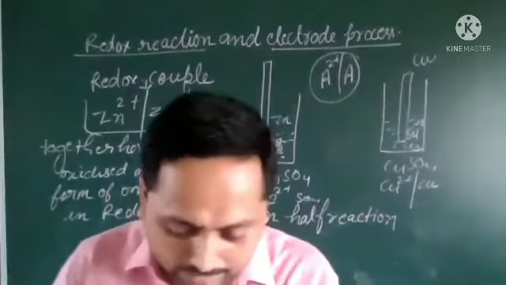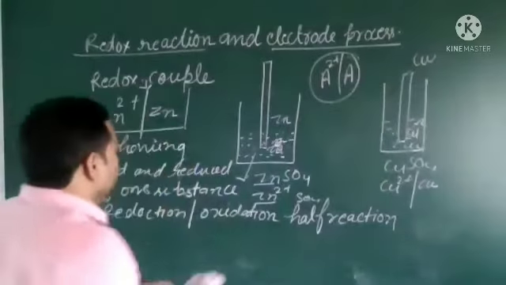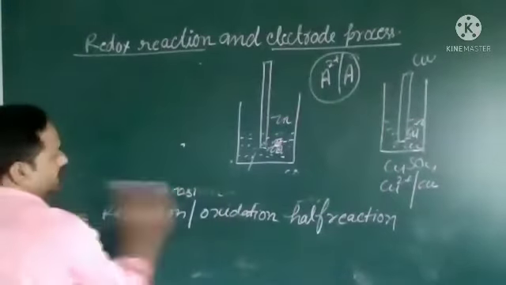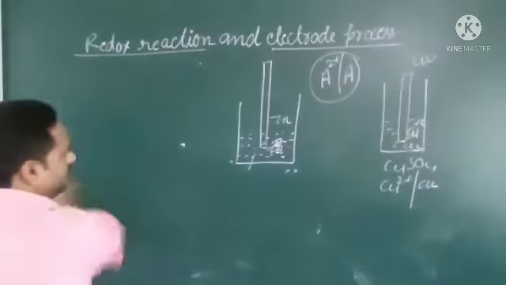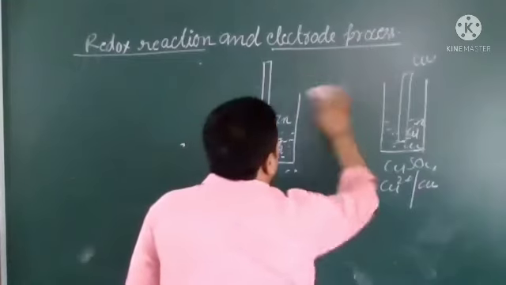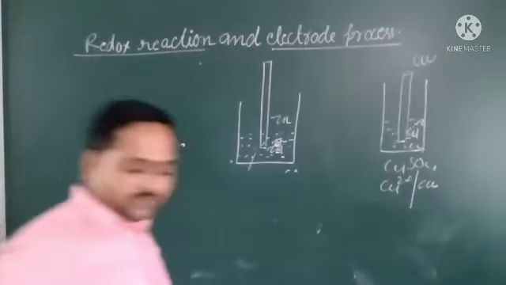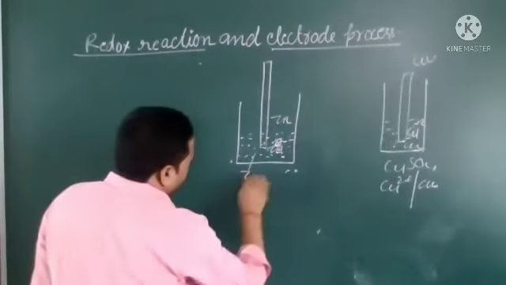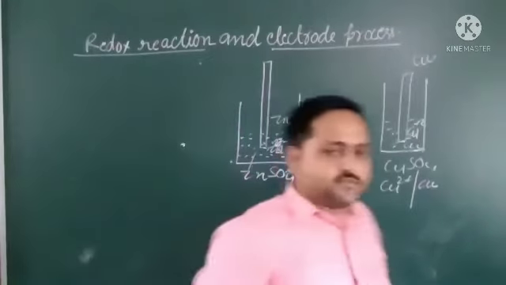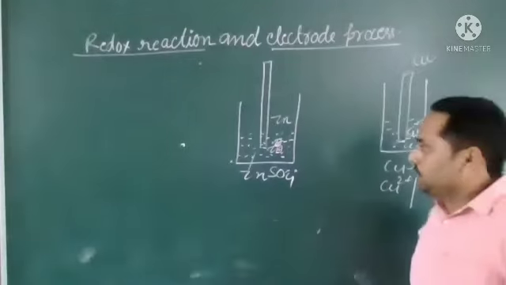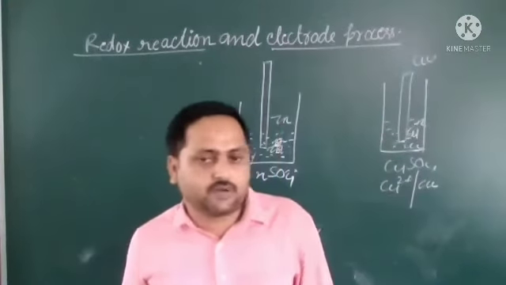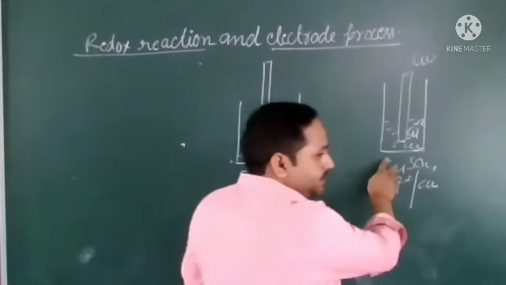Next, look at the board here. I made two setups: one is for zinc and the other one is for copper. Both are half cells, so transfer of electrons does not take place in either of them.